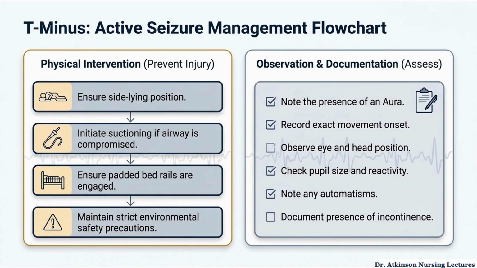At the same time, you're also observing and collecting important clinical data. Was there an aura beforehand? Where did the movements begin? What were the eyes doing? Was there head turning, automatisms, pupil changes, or incontinence? And remember, timing matters. One of the first things you should do is note exactly when the seizure started, because prolonged seizures can progress into status epilepticus, which becomes a medical emergency.